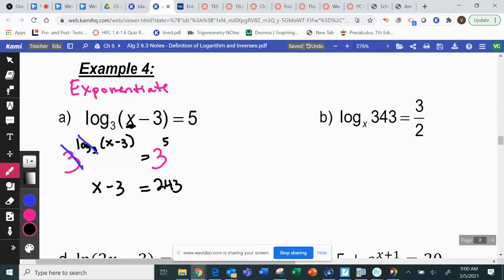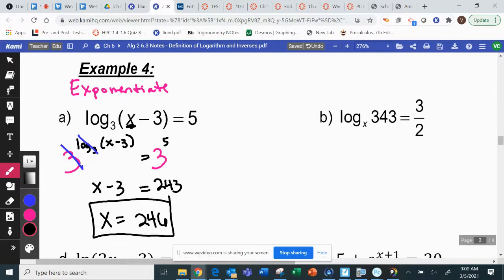Now what do we do to get x by itself? Add 3. Okay, let's look at the next one.